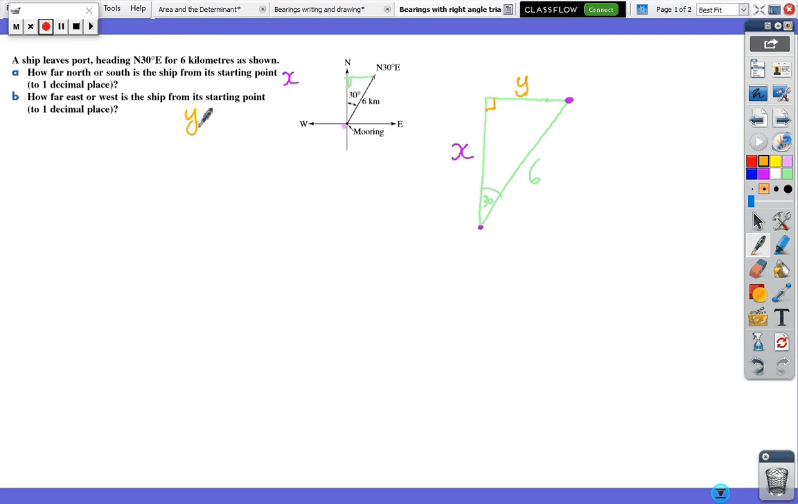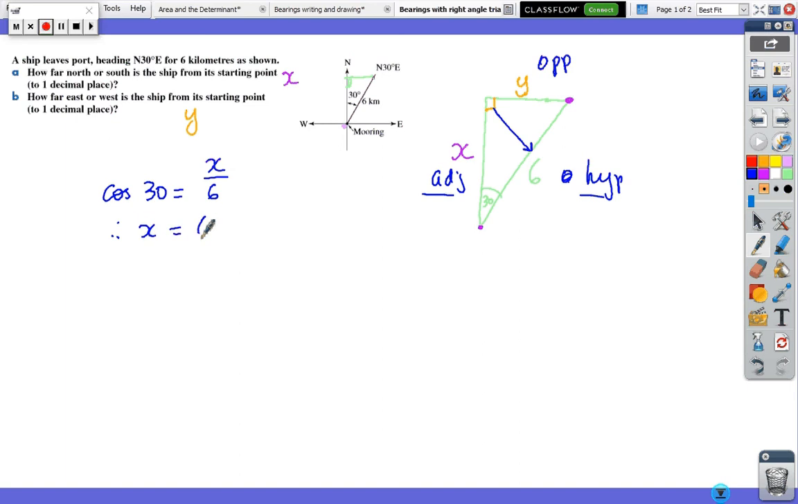Okay, so we're just going to use right angle trigonometry. First thing you do is label the sides. Opposite the right angle is the hypotenuse. Opposite the angle is the opposite, and then the last side is the adjacent. For x, we have adjacent and hypotenuse, so we're going to use cos. So cos 30 equals adjacent over hypotenuse, so x will equal 6 times cos 30.